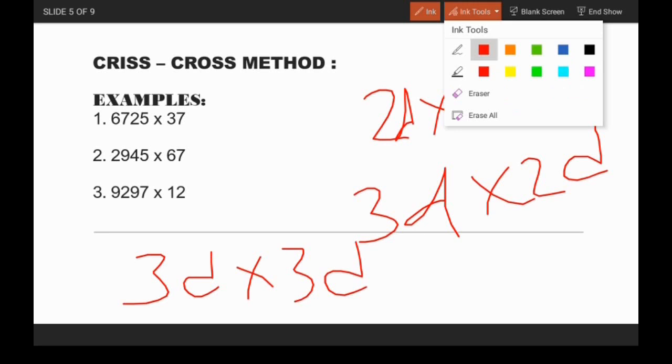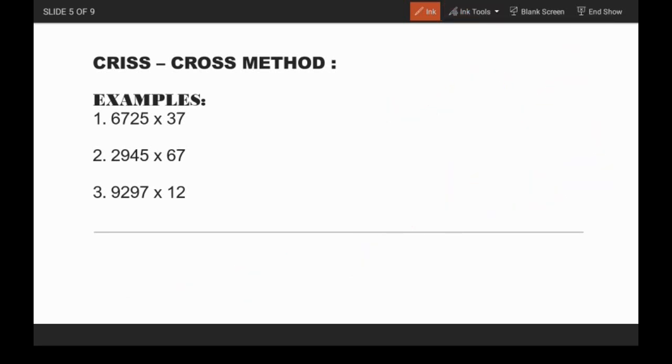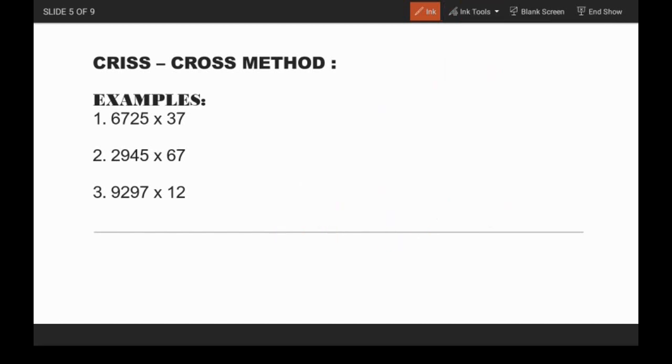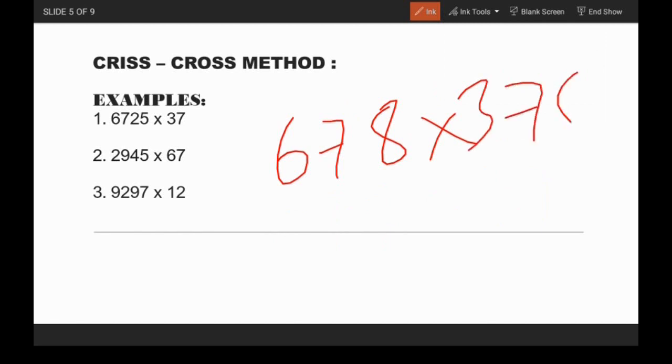Examples of these are 67 into 37, which is 2d into 2d, and 3d into 2d is 678 into 37. This is one more example. And the other example is 3d into 3d, 678 into 378. So we have discussed how to solve these.